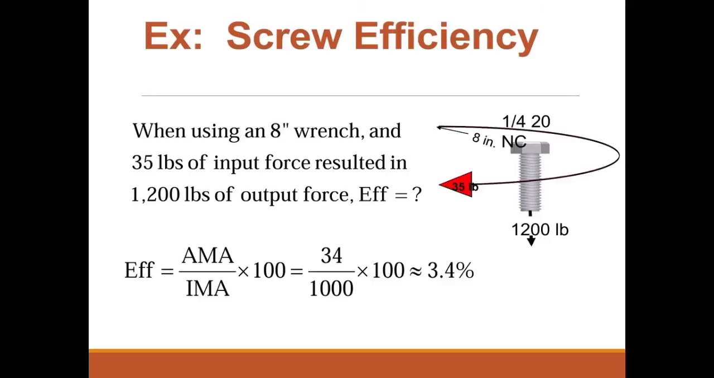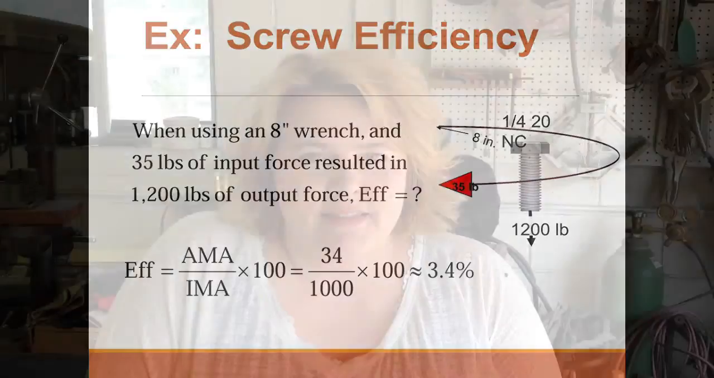So now in this example, when using an 8-inch wrench and 35 pounds of input force resulted in 1,200 pounds of output force, what is your efficiency? Because it's a screw, I'm expecting it to be pretty low. My efficiency is AMA divided by IMA times 100. So 34 divided by 1,000 times 100 is going to be 3.4%. Not all screw efficiencies are going to be quite this low, but they are going to be lower than the percent efficiencies that you've been getting for your other simple machines.